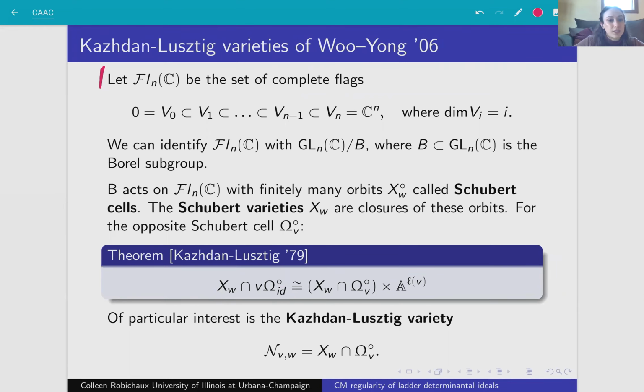And due to a theorem of Kazhdan-Lusztig, in fact, this neighborhood is isomorphic to taking your original Schubert variety and instead intersecting it with an opposite Schubert cell with this extra factor of affine space just hanging off the end. And so they said, well, maybe we'll just knock off that factor of affine space and study what's left over and call that the Kazhdan-Lusztig variety.